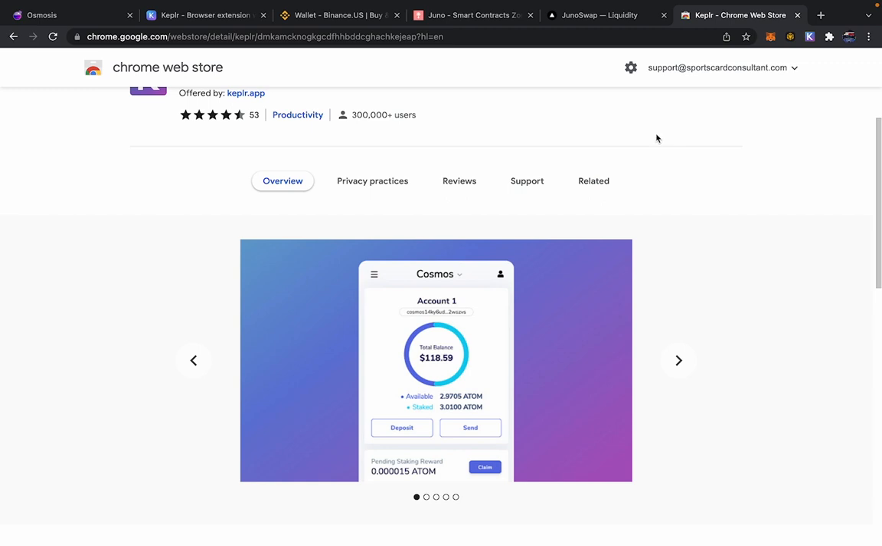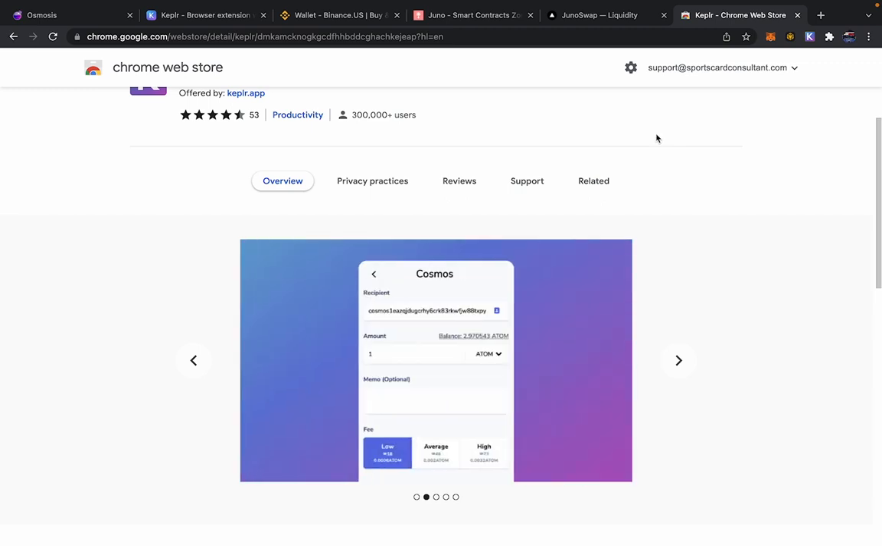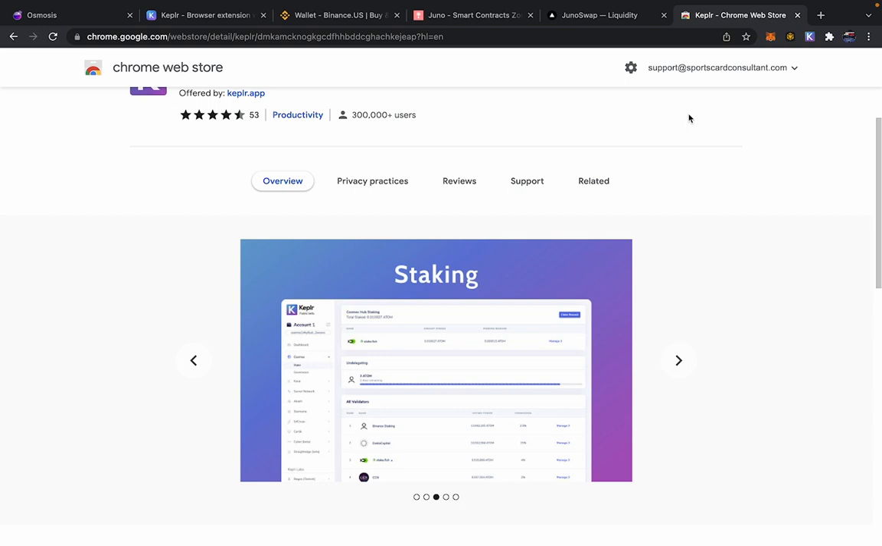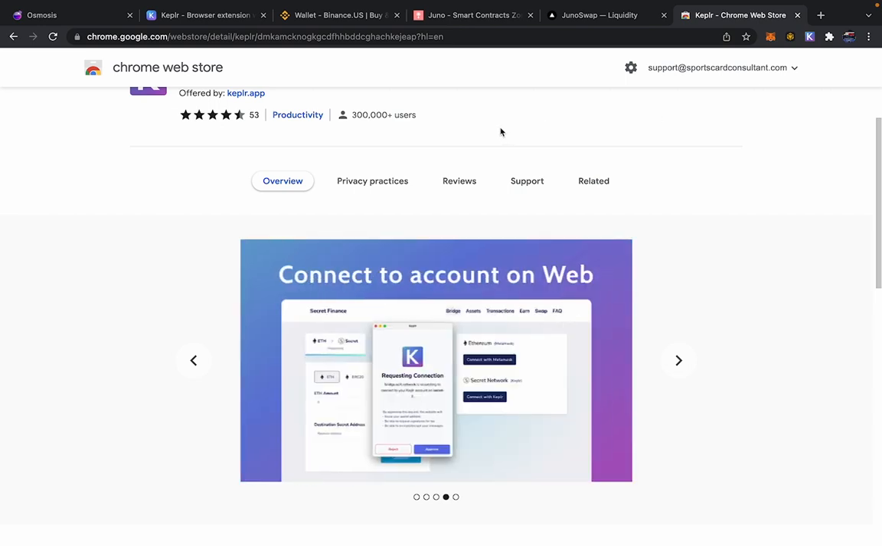And of course, you'll get a 12 to 24 word mnemonic, which is your phrase. So keep that really secret, just like usual with all the other wallets. Never lose that. Never give that to anyone. No one legit will ever ask for it. But keep it somewhere super safe.